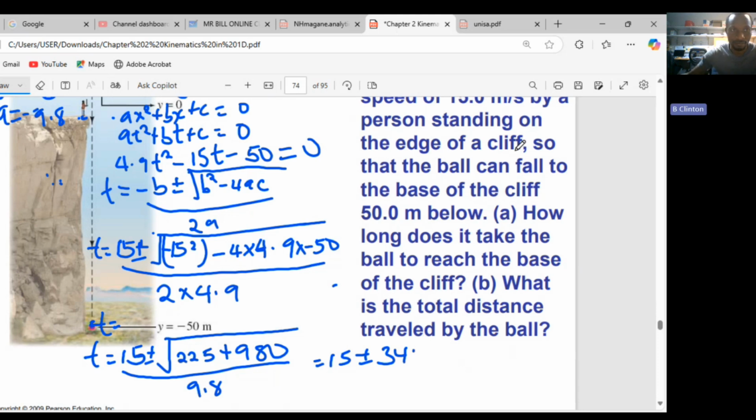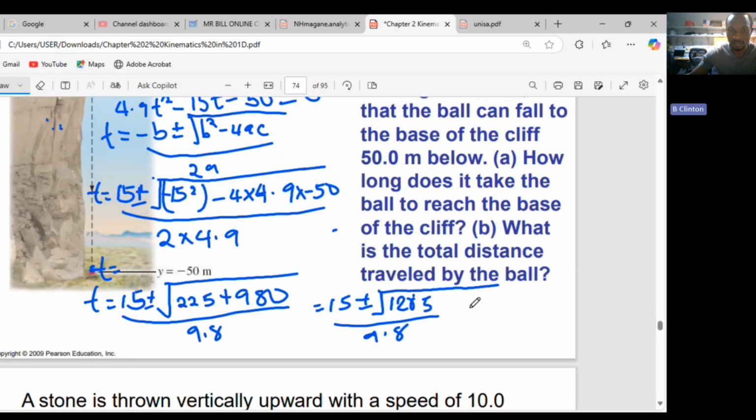Now let me go step by step so that you may not feel left behind. So now we are going to say this is equal to 225 plus 980. That's going to give us 1205, everything over 9.8.